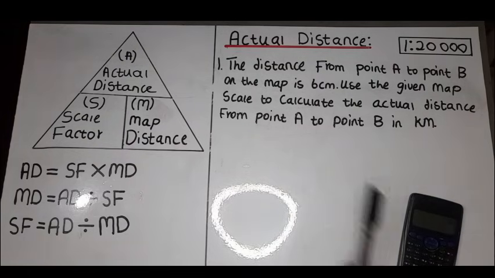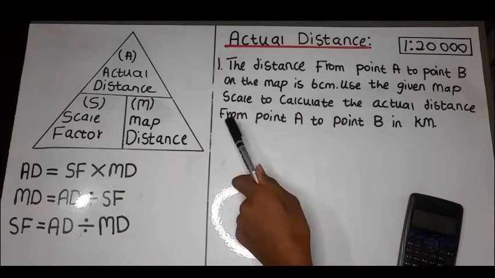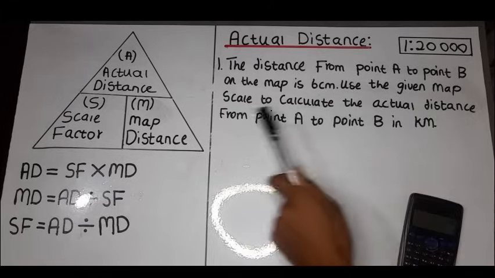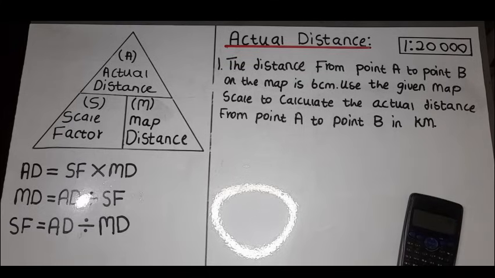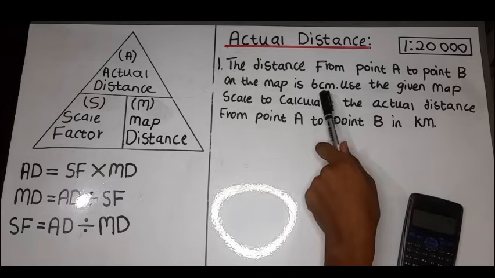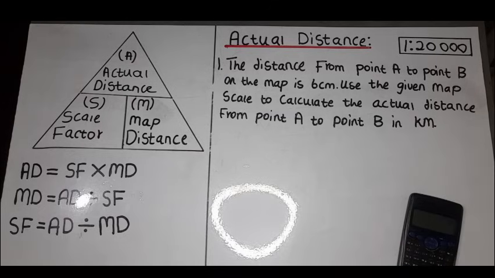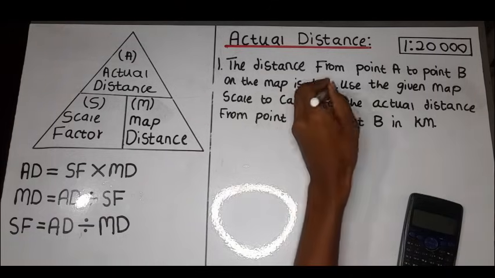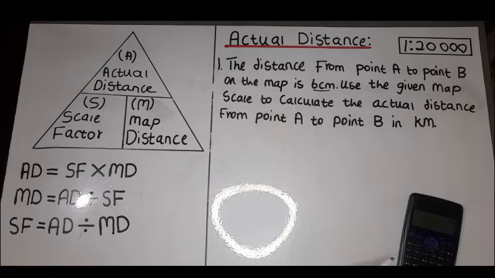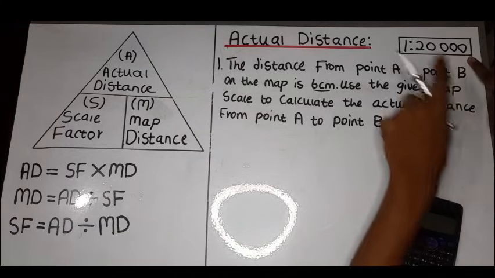The question says that the distance from point A to point B on the map is 6 centimeters. Use the given map scale to calculate the actual distance from point A to point B in kilometers. So we have been given the map distance. The map distance has been given to us in centimeters, and it is 6 centimeters. So this is the distance that is on the map, right? So they want us to turn it into a real life distance using what? Using this scale. So this is a number scale.